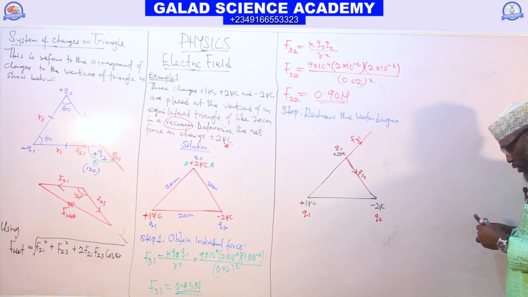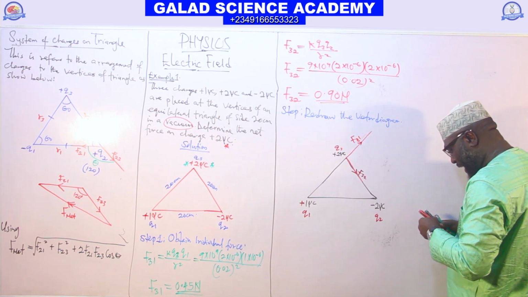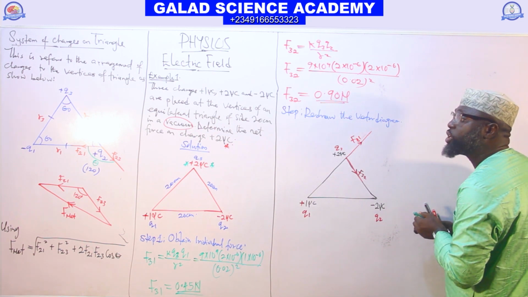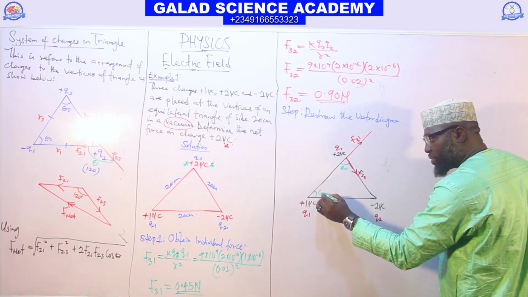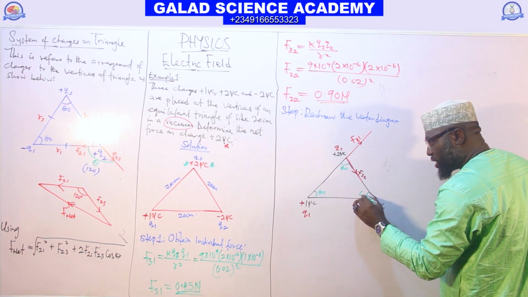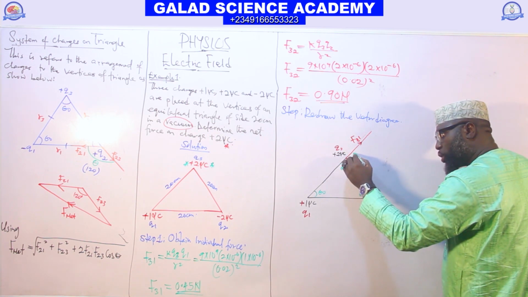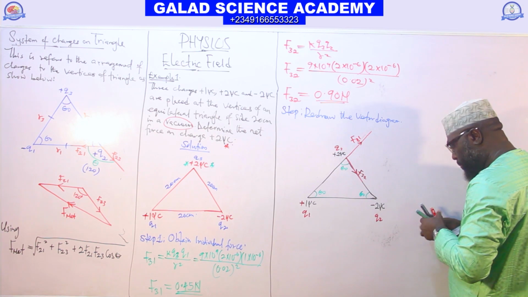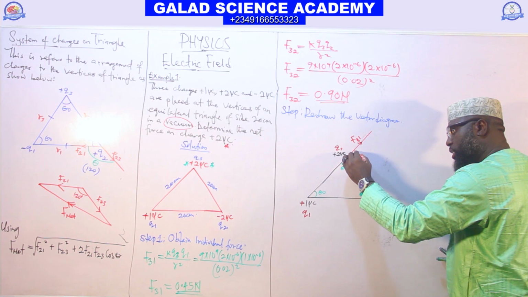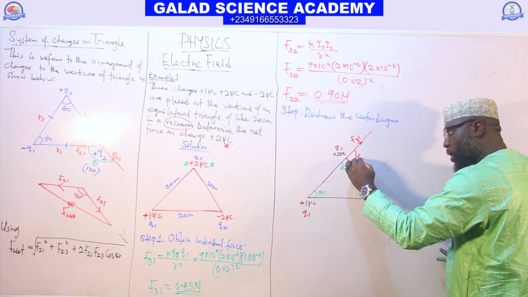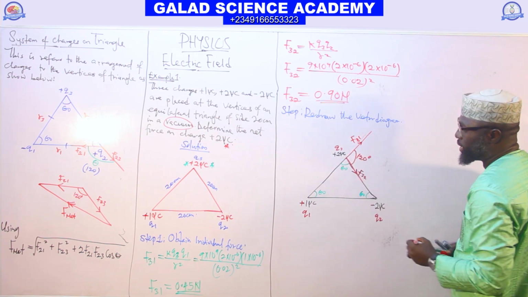Now, don't forget that the angle we have inside here is an equilateral triangle. The angle we have here is 60. To know this side angle now, it will be 120 degrees.